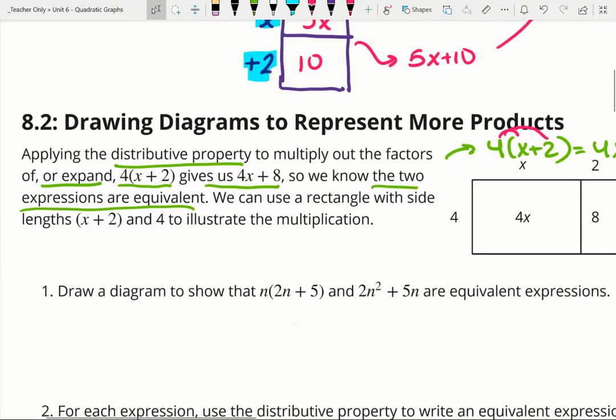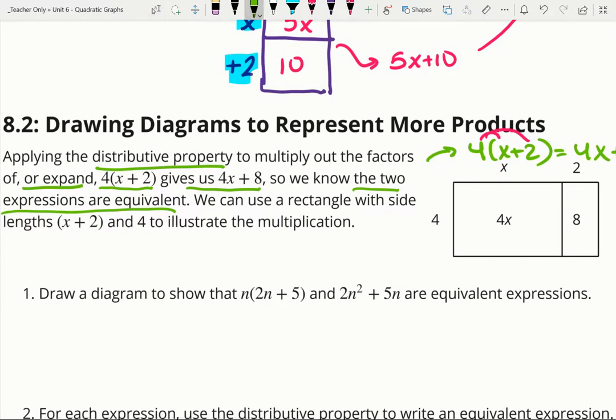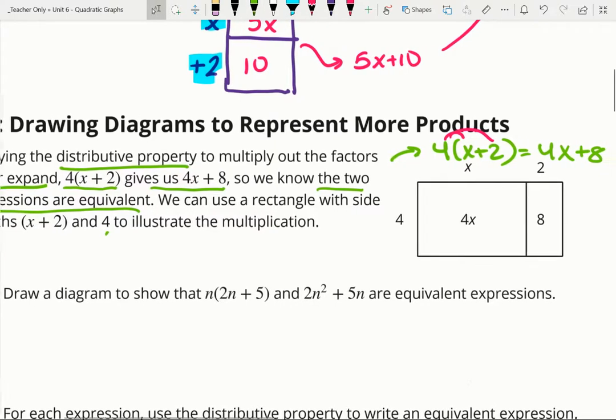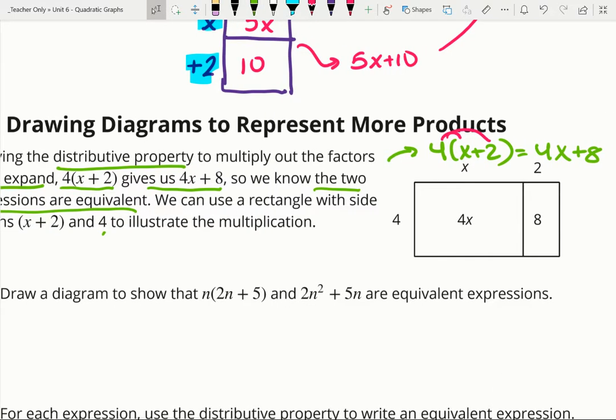We can use a rectangle with side lengths x plus 2 and 4 to illustrate the multiplication. So just like we did in our earlier example up above, we've got a side length of 4 and then x plus 2 there. So if we add those two lengths together, we get a rectangle with that side length, and then we can explore those individual areas. 4 times x gives us 4x. 4 times 2 gives 8, for the total area of 4x plus 8.